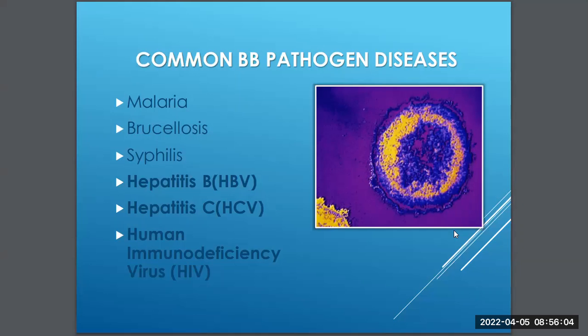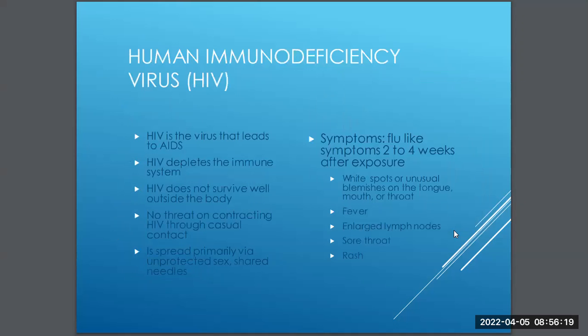Hepatitis C is a virus spread with contaminated blood. Human immunodeficiency virus, HIV, is a virus attacking the body's immune system. HIV is a virus that leads to AIDS. HIV depletes, or uses up, the immune system. HIV does not survive well outside the body. There is no threat of contracting HIV through casual contact. It is spread primarily via unprotected sex and shared needles.